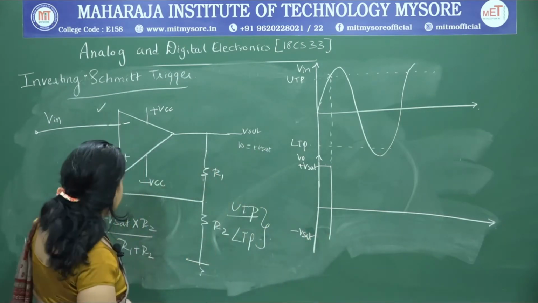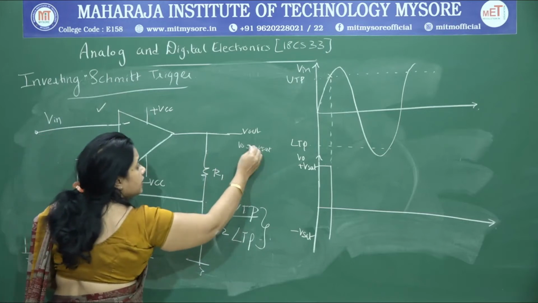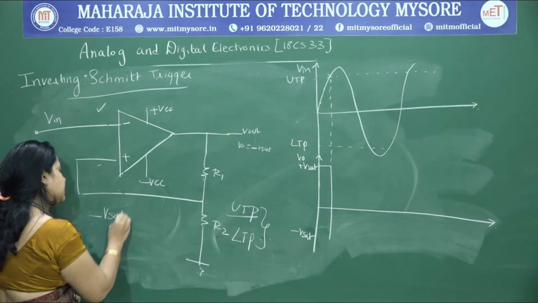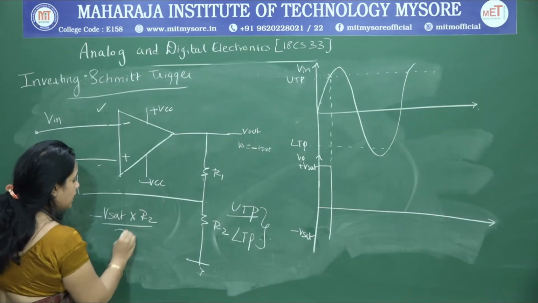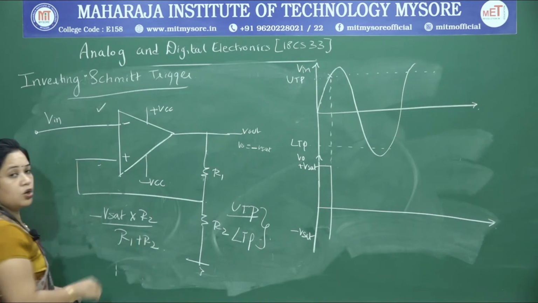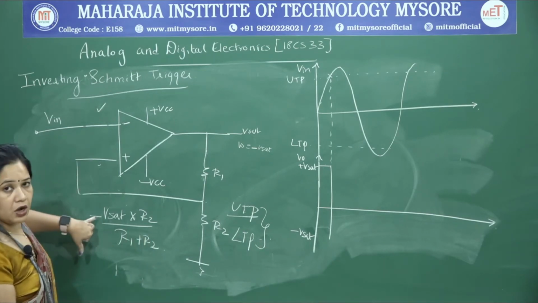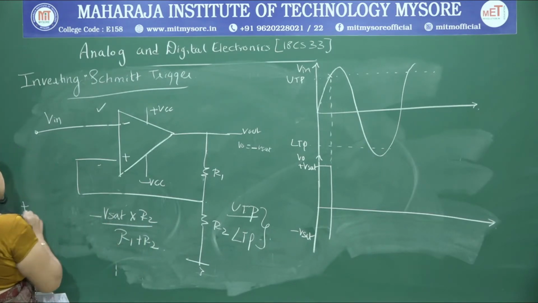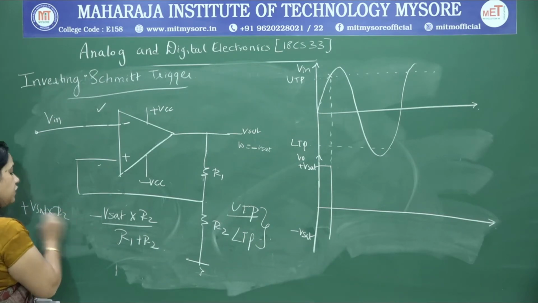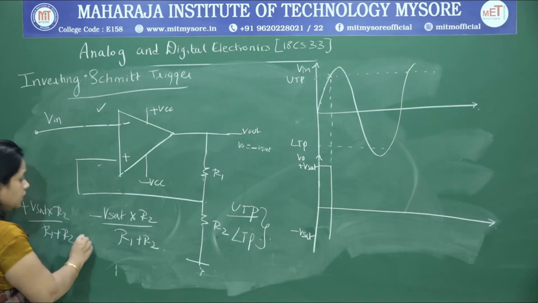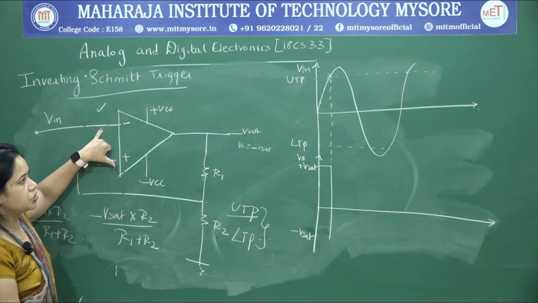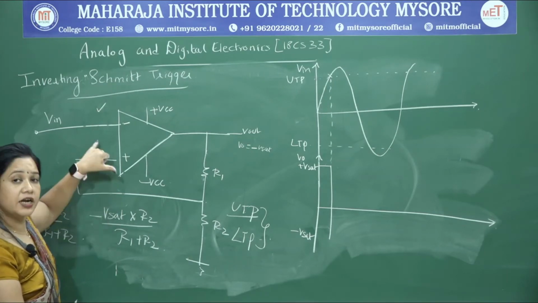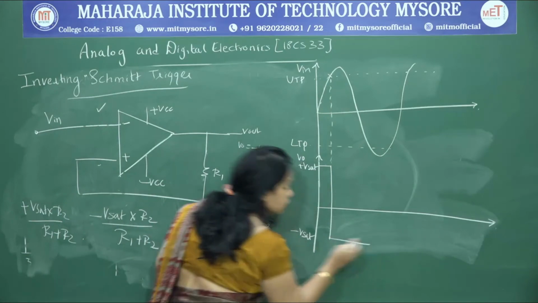Now, the reference voltage is what? Output is at minus Vsat, and what is the reference voltage? Your reference voltage becomes minus Vsat into R2 divided by R1 plus R2. Earlier it was plus Vsat into R2 divided by R1 plus R2. Now, because the input voltage is greater than the reference voltage, it continues to be in negative saturation.